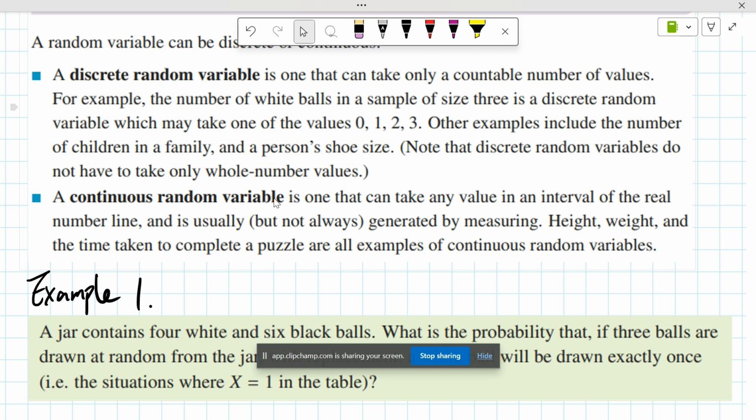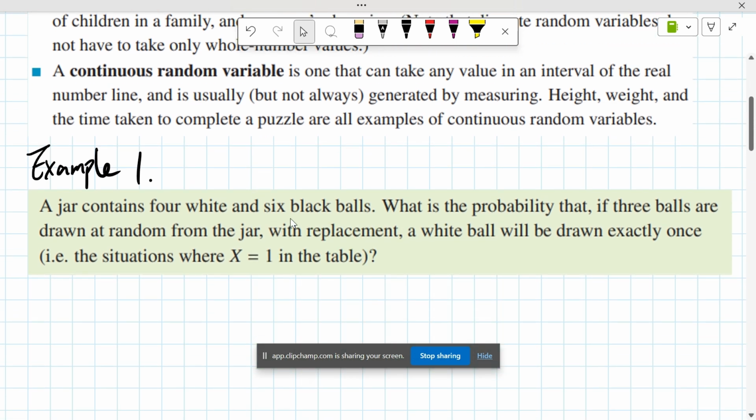So let's try some examples. Let's have a look at the first example. A jar contains 4 white and 6 black balls. In total we have 10 balls. 3 balls are drawn at random from the jar with replacement, which means we can replace each ball after it is drawn.